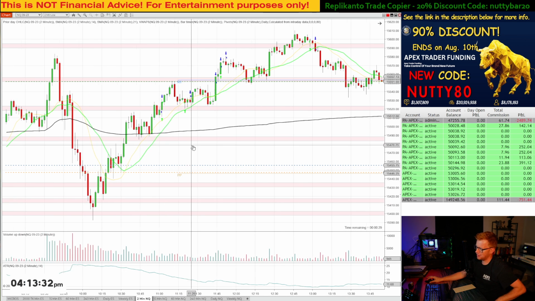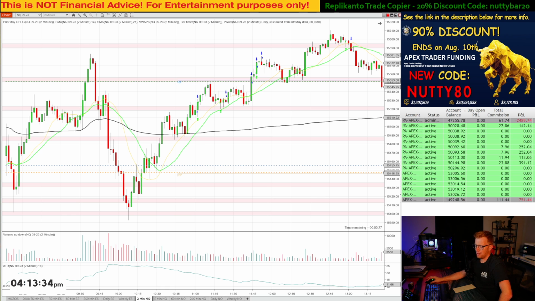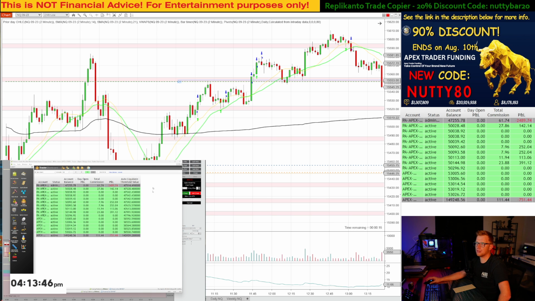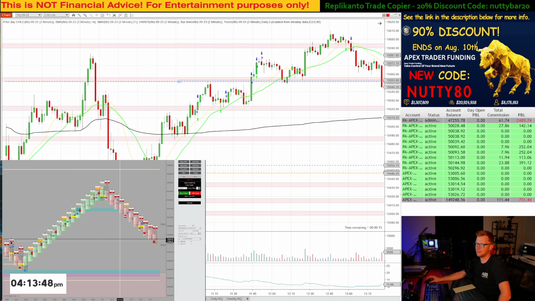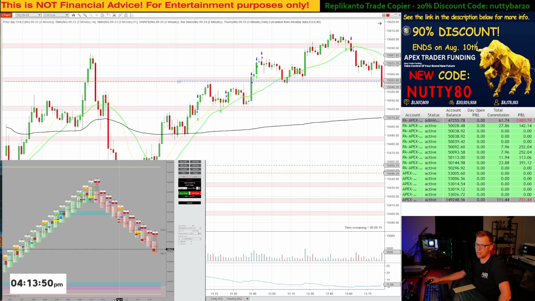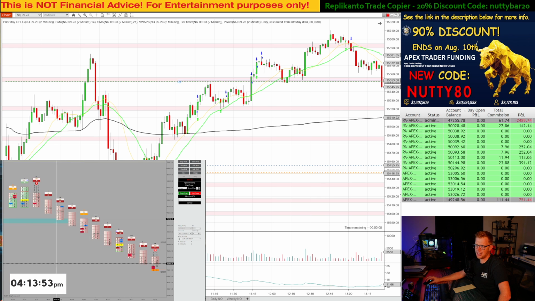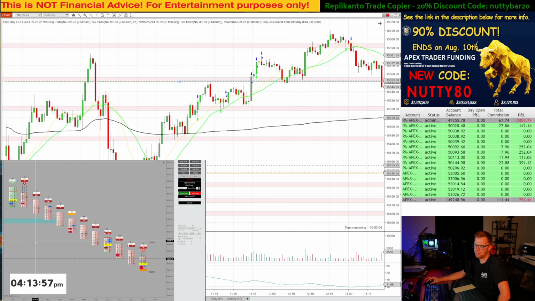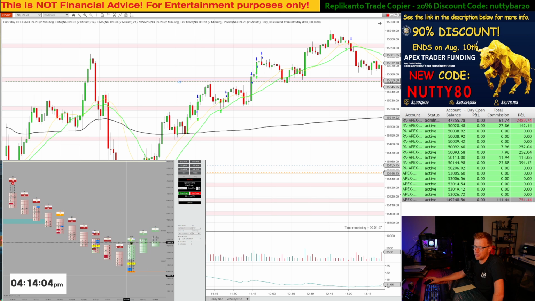Let's just dive in. Part of the strategy is that I use a footprint chart. It basically looks like this. Everybody is familiar with it. This is the Apex diagnostic chart, and it shows trapped orders, which are blue. When they're blue, they're trapped orders, and that's what I'm using as my indicator.